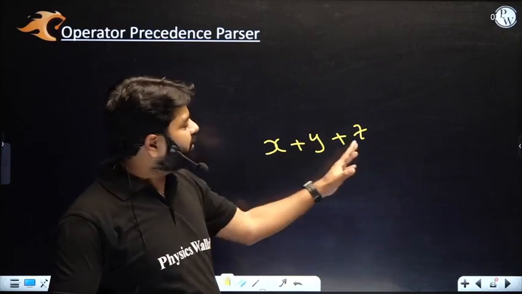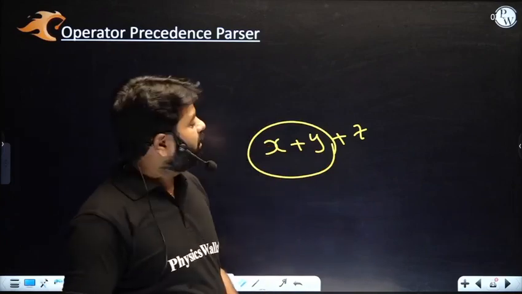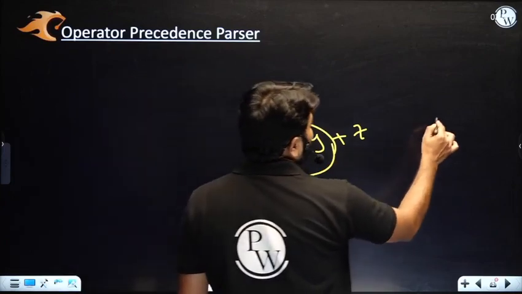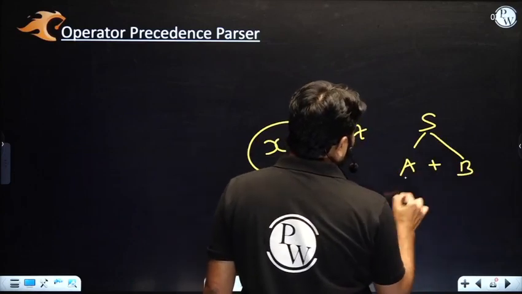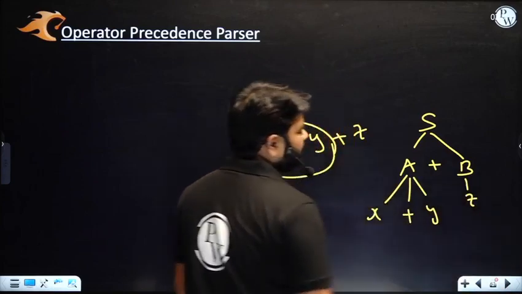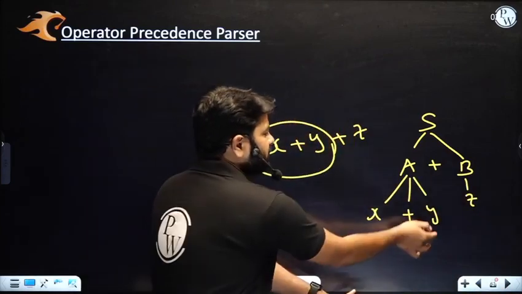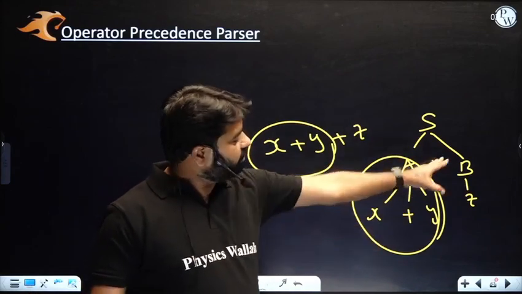If it is following left to right, this is going to be derived first. Like the grammar might be something like a plus b, where a is x plus y and b is z. This is going to be evaluated first if you want to do this plus. That means it follows left to right.